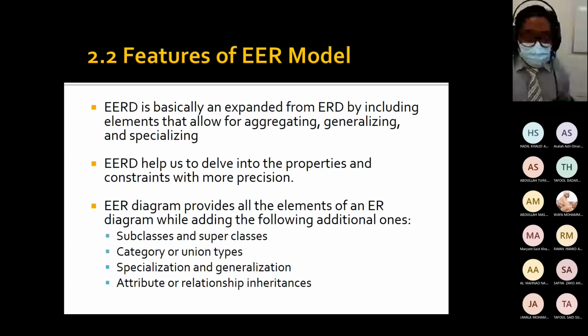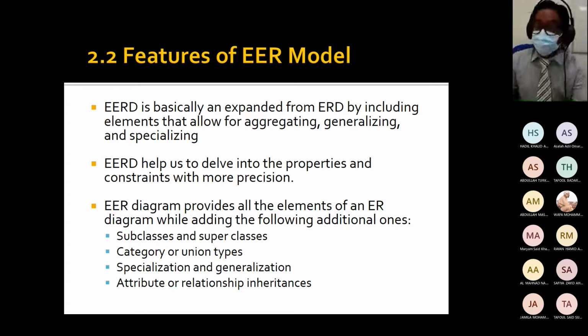What are the features of EERD? First things, we already knew the features of a typical ERD. But what about the enhanced version of the model? Basically, it's just an expansion of ERD. Why? Because we are still including some elements that allow us to aggregate, generalize, and specialize.